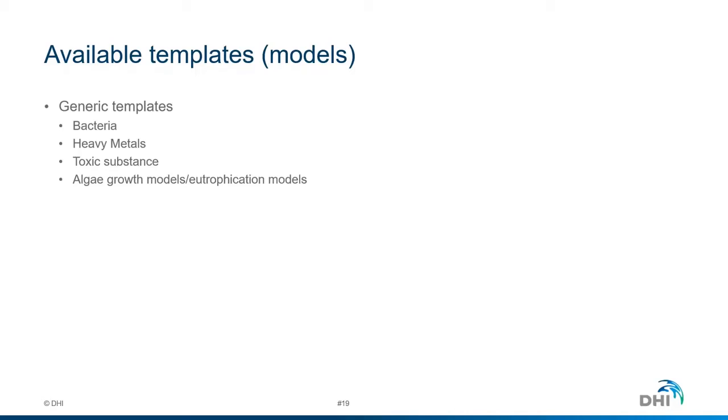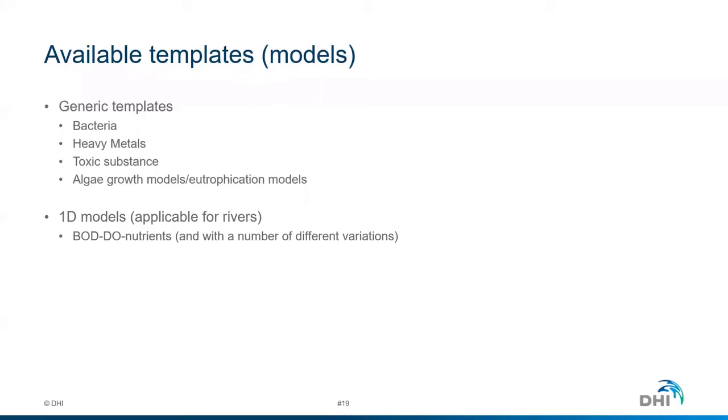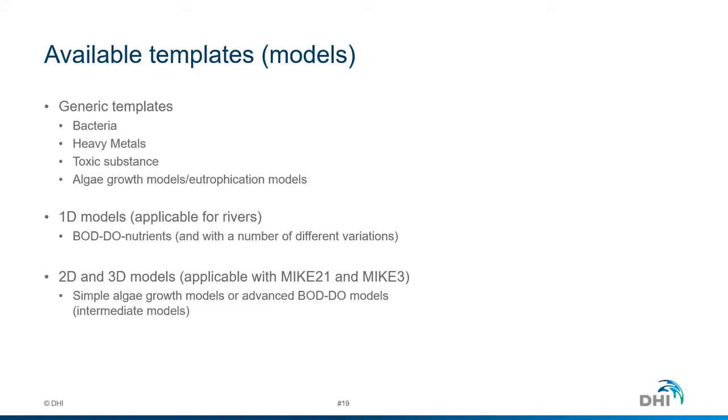It might be unwise to use an algae growth model for a smaller river, as algae growth is not considered very important in those, but it's not providing you with wrong answers eventually. Then we have some BOD, DO, nutrients in a number of different variations that go with river models. And we have some intermediate models that have BOD, DO coupled to a simple algae growth model. But I would still advise you to go for the more complex algae growth model if that's the way you want to go.